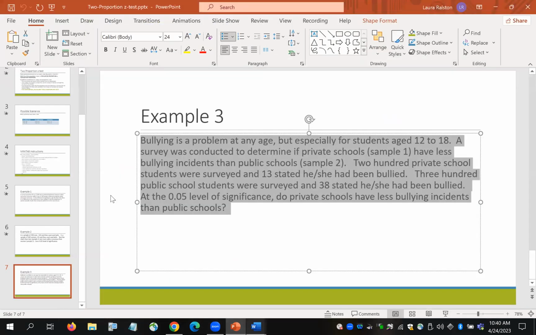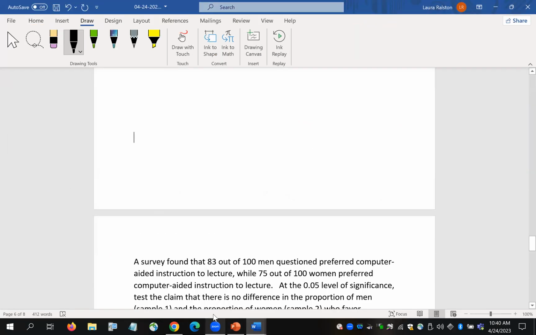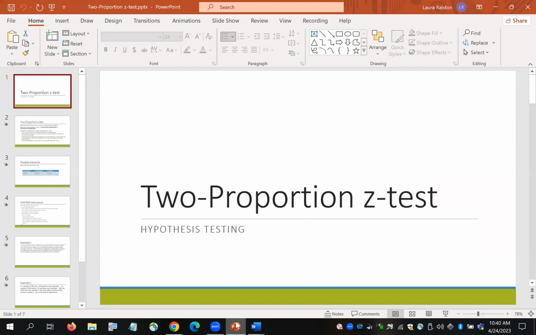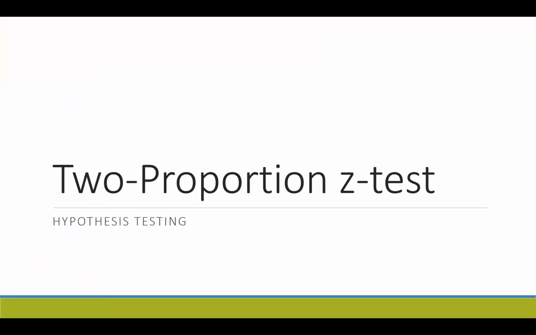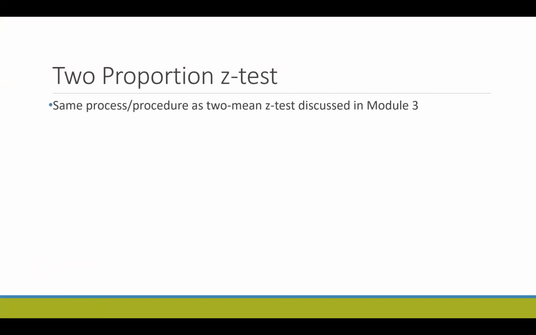Okay, that was one mean, or excuse me, one proportion. Now we're going to switch to 2 proportions. Okay, we just finished talking about 1 proportion. Now I'm going to switch gears to 2 proportions, which again is comparable to the 2 mean z-test that we talked about in module 3, where we want to compare perhaps two different groups.